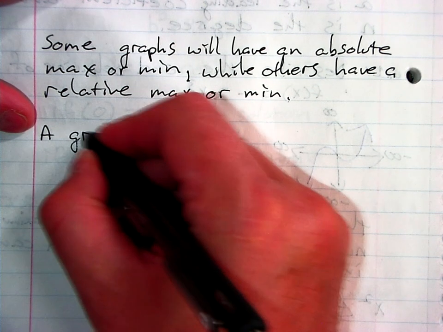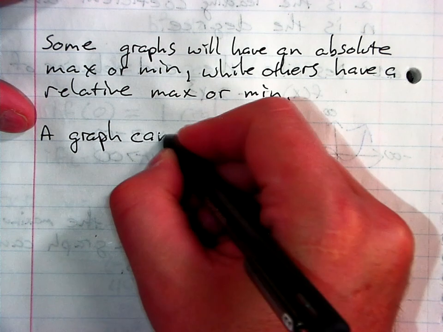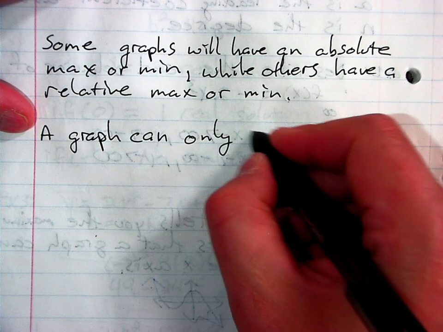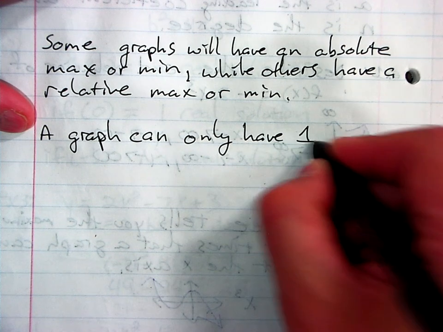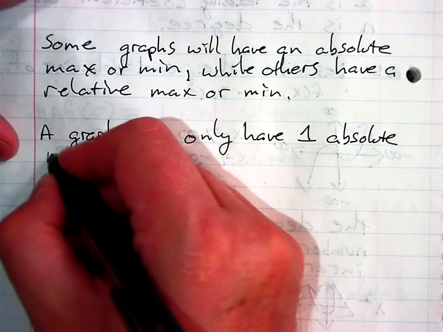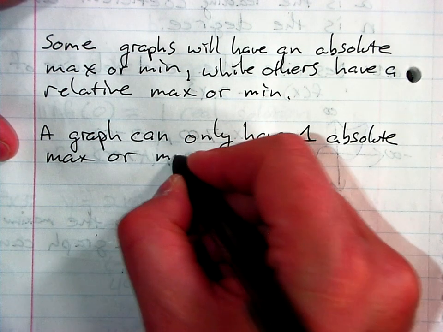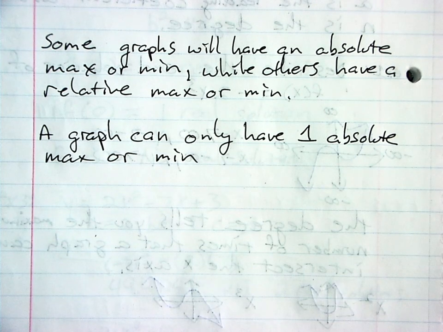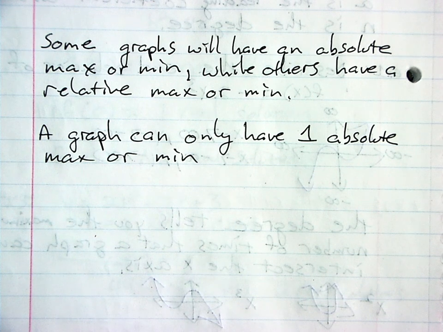A graph can only have one absolute max or min. What would we call a graph with an absolute minimum and a maximum? A circle, or it could be an ellipse. It could be an oval. But that's the only thing that could have that. If you had a max and a min, it would have to be something like that.